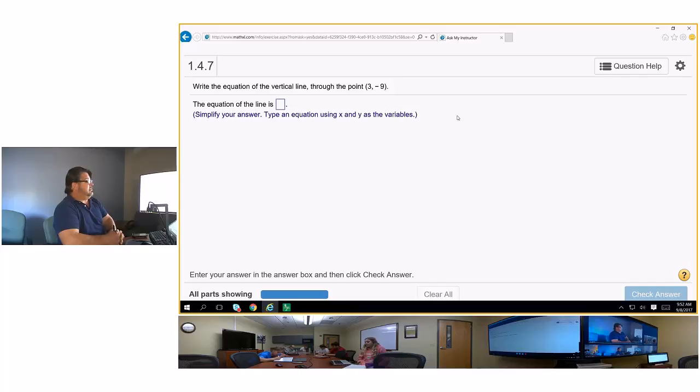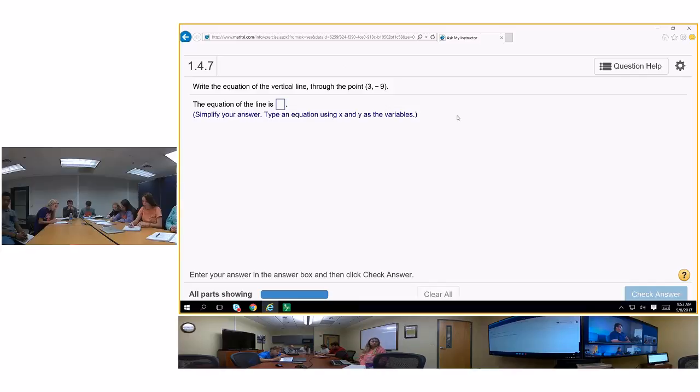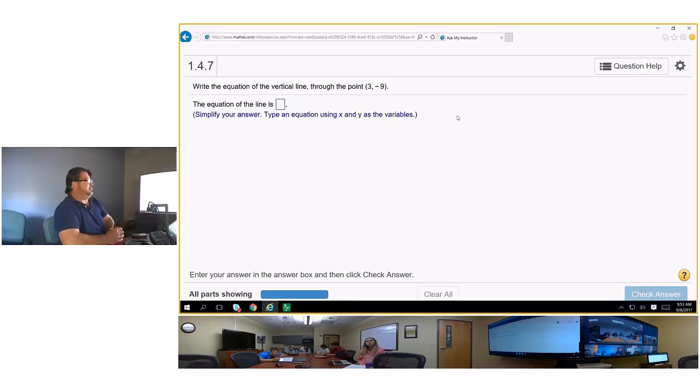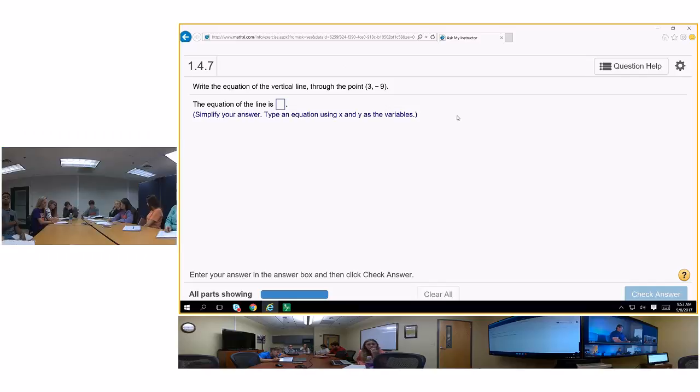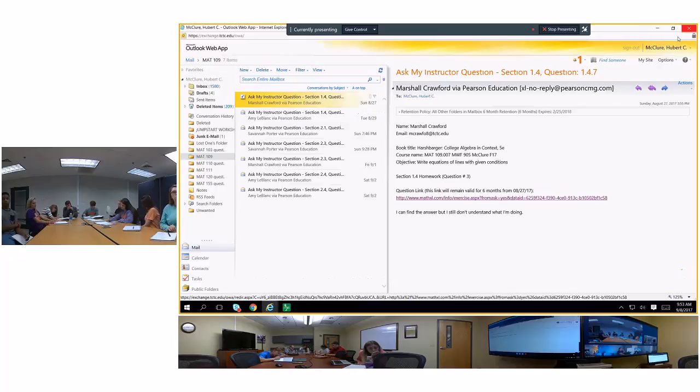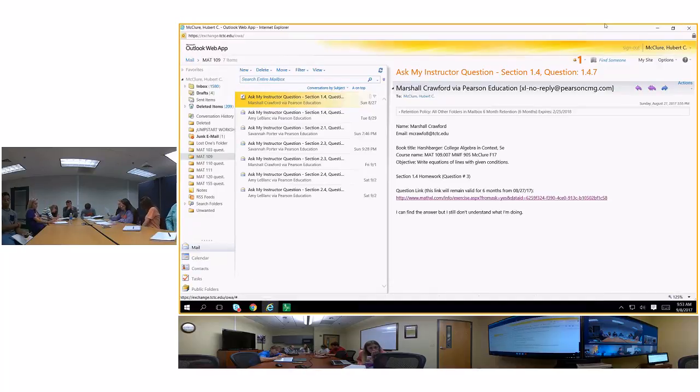Write the equation of the vertical line. Vertical means x is equal to a number. And what's the x equal to? 3. That question right there is one of the most missed questions. People leave it blank. Figure that out. Next question.